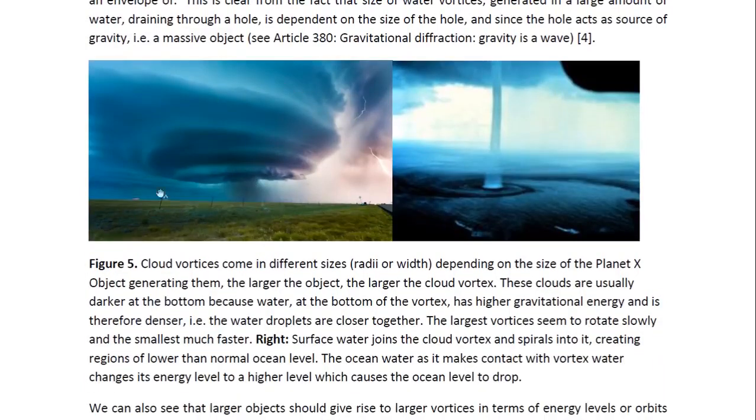And you can see here, this is a large vortex, this is a small vortex in terms of radii or width. So this depends on the size of the Planet X object generating them. So we have a large object there, and we have a small object here. These clouds are usually dark at the bottom because water at the bottom of the vortex has higher gravitational energy and is therefore denser. You can definitely see that it looks darker here than up there.